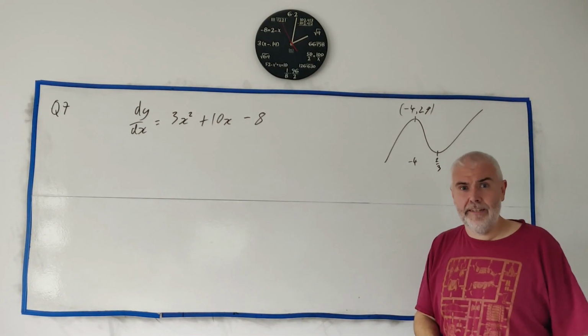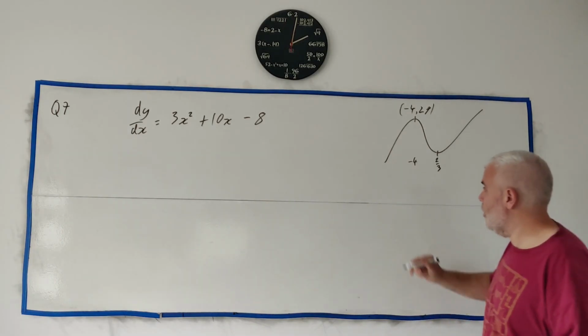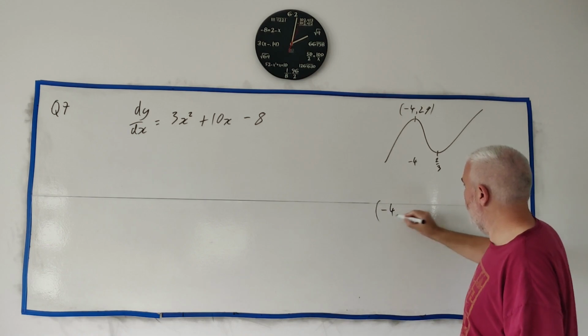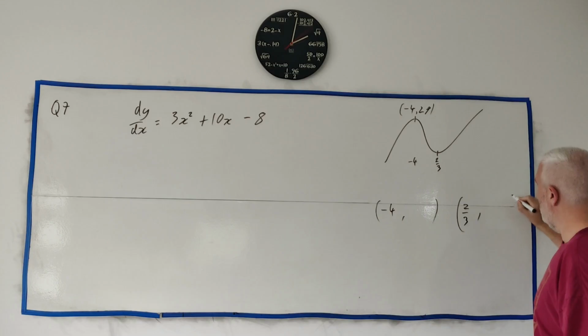Let's assume I didn't. What you should know is that there's 2 points, one of them at minus 4 and one of them at 2 over 3.